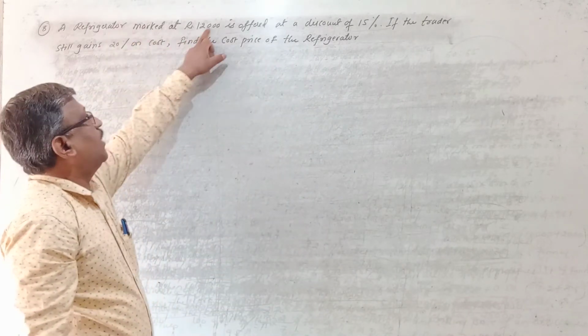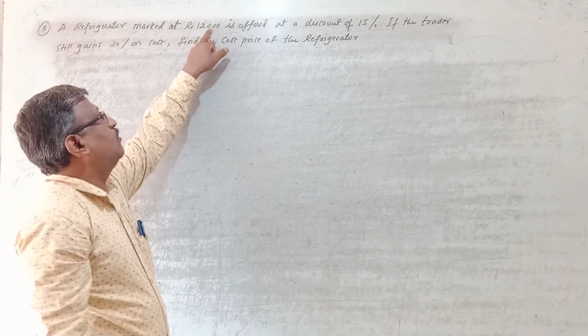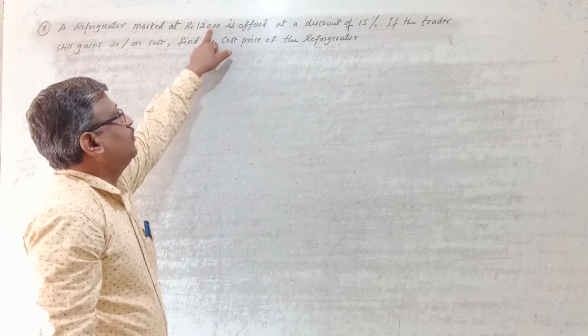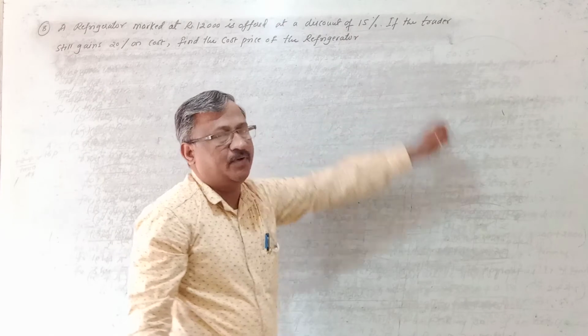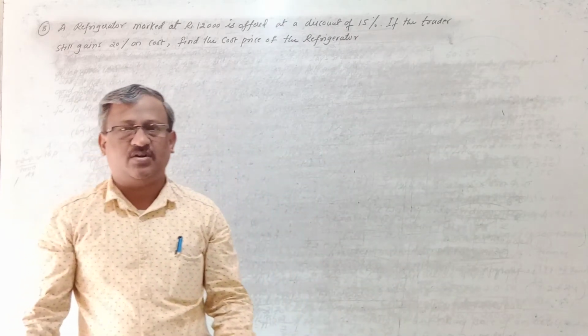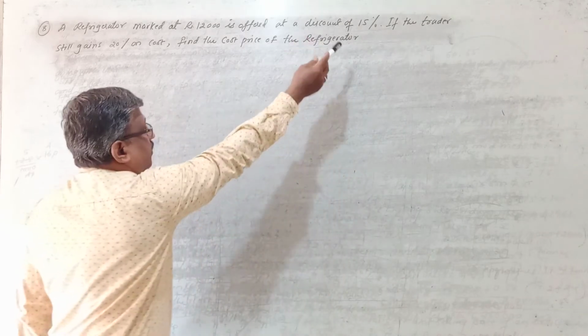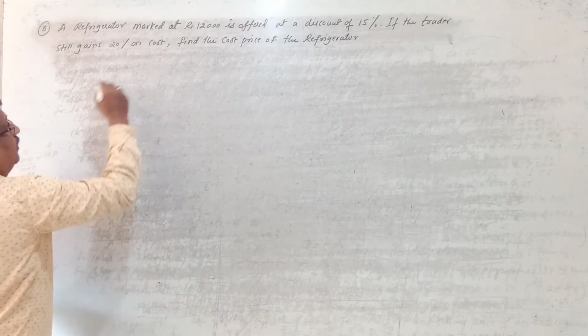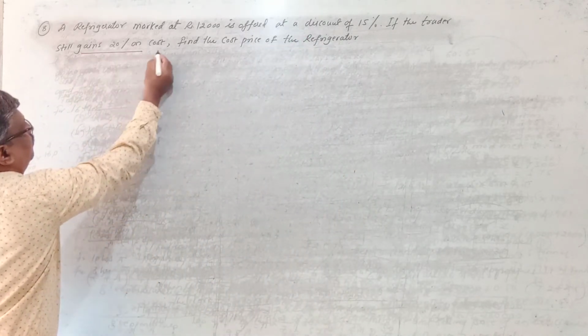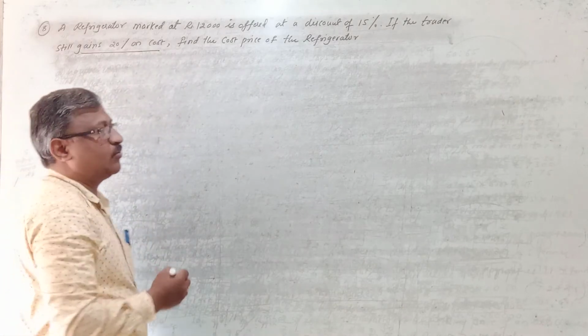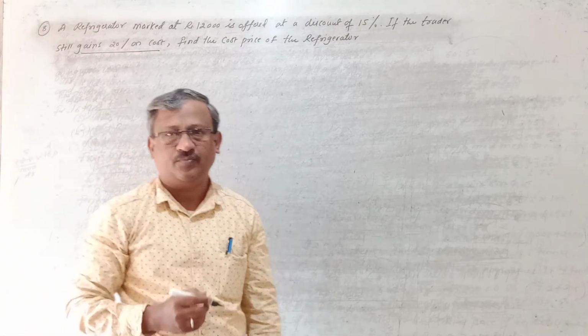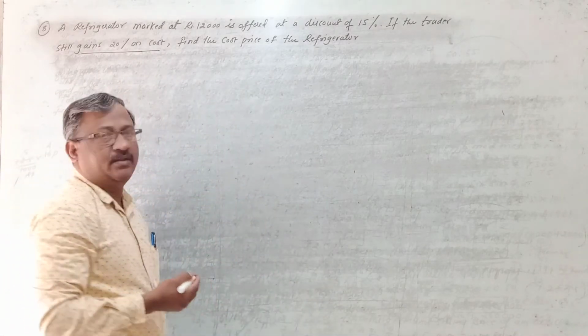Here they have given the actual mark price of the refrigerator, which is how much here? 12,000, which is offered at a discount of how much? 15%. So here they have given only one discount, 15%. After giving the discount, if the trader still gains how much? 20% on cost. So I have to find out the cost price. So let's calculate the cost price.